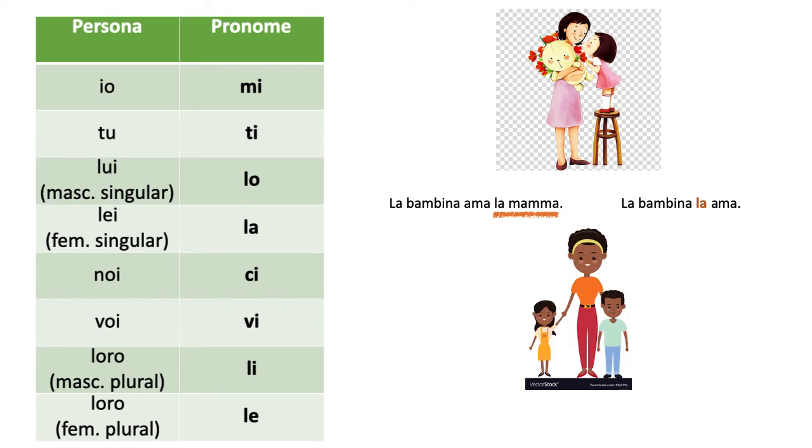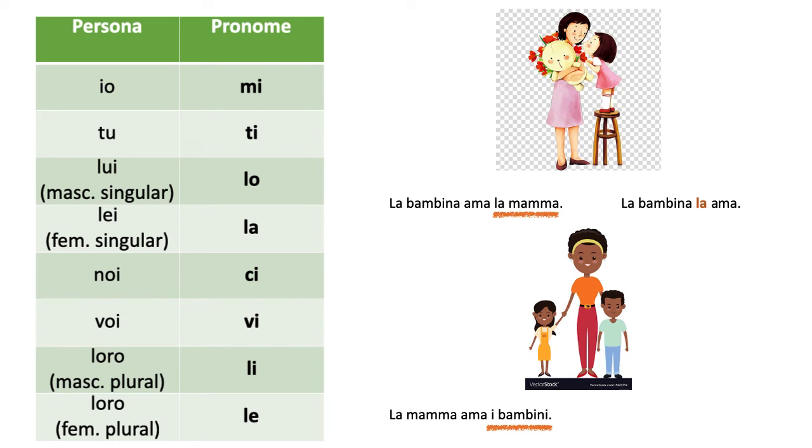But now the mother loves the children. That's what I want to say. La mamma ama i bambini. Where's our direct object? It's the children that are being loved. So I underline them. I bambini. Now, this is a group, so it's plural.